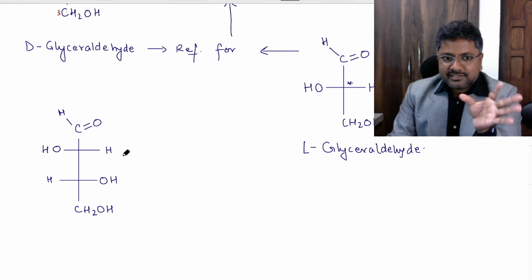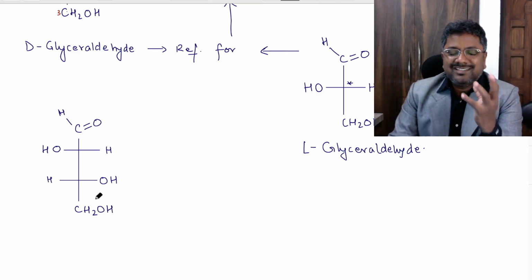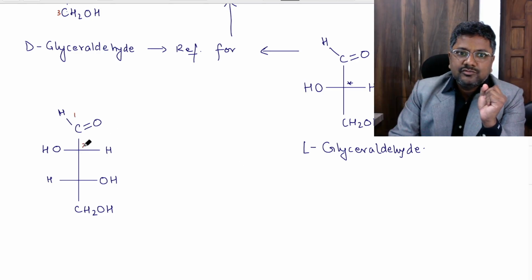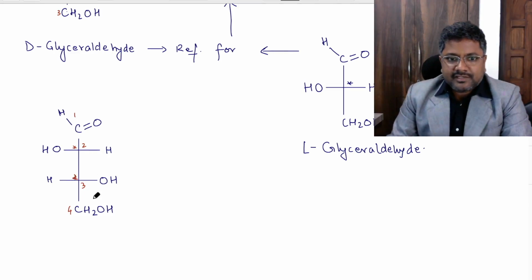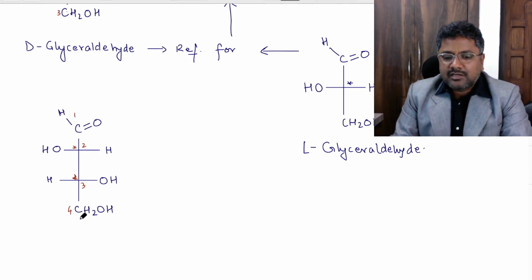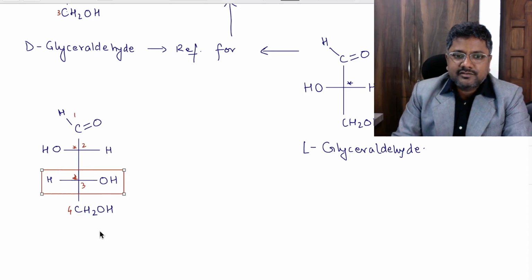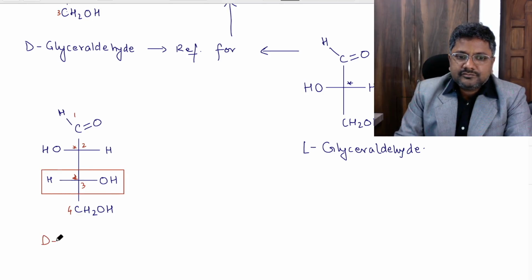Now the second question is: does this compound belong to the D series or L series? First you have to put numbers 1, 2, 3 and 4. This carbon is stereogenic, this is stereogenic. See, this is the last carbon in the proper numbering, so the second last carbon is this. This OH is on the right hand side, so this is D. This is a D sugar, and a 4 carbon sugar is also called tetrose.